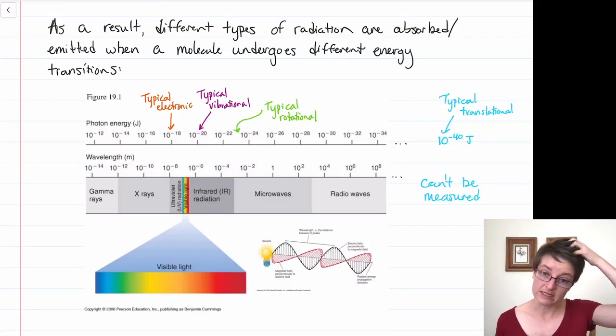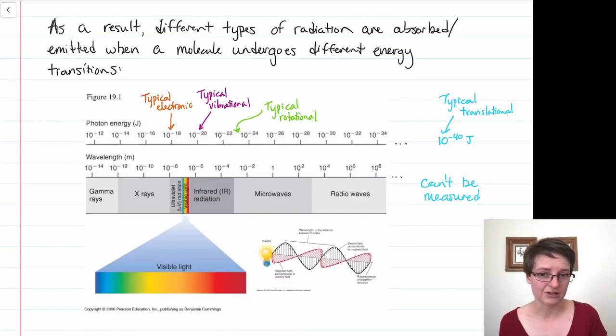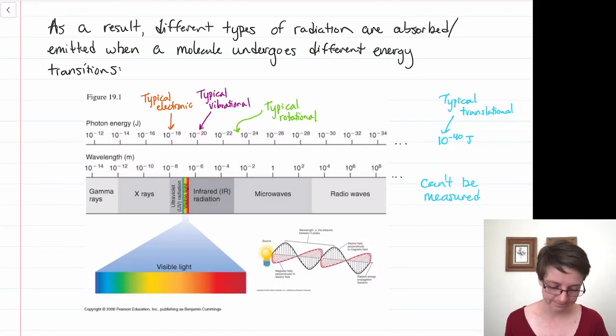And then last but not least, we have rotational energies somewhere on the order of 10 to the negative 23rd joules, and the appropriate region of the electromagnetic spectrum to study these transitions is the microwave region. And so again, you'll hear folks in the literature use microwave spectroscopy as a synonym for rotational spectroscopy.